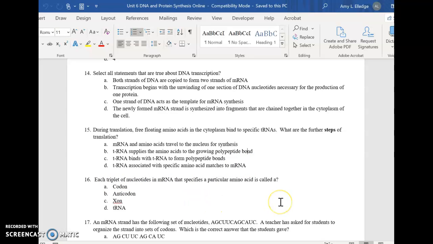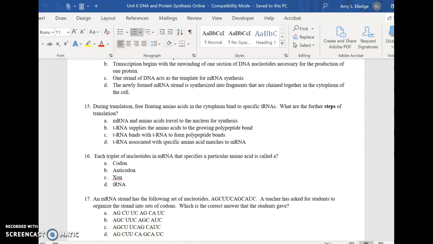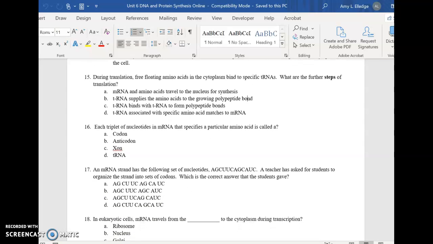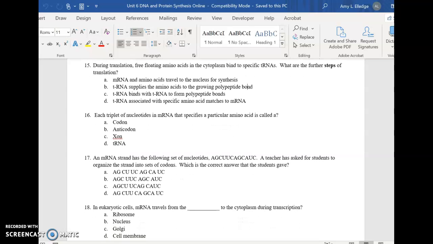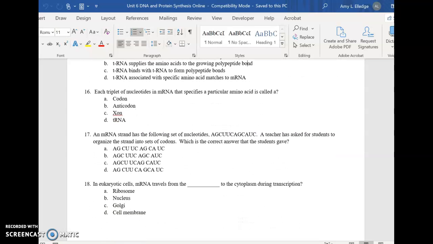All right, 16. Each triplet of nucleotides in mRNA that specifies a particular amino acid is called a codon. The 3 letters on your tRNA are an anticodon, because there's a T in anticodon, and tRNA is just another RNA.